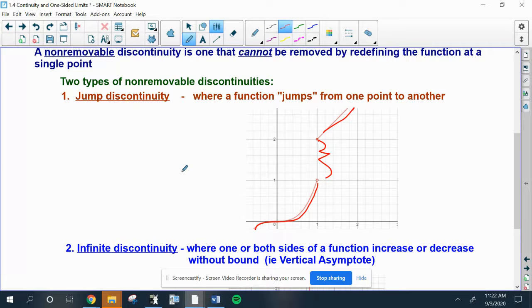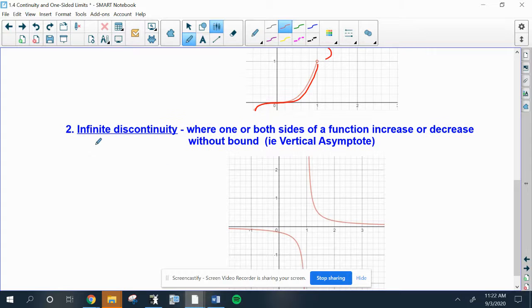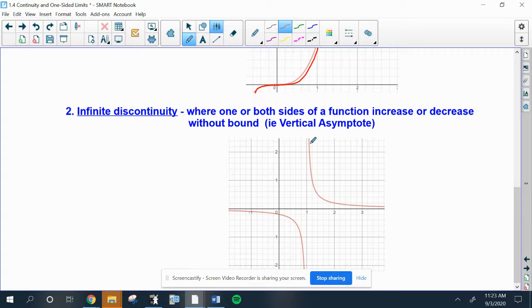The other type of discontinuity is infinite. Now that's also non-removable. Can't remove that. And an infinite discontinuity basically is where a function would increase or decrease without bound, otherwise known as a vertical asymptote. So you definitely can't remove this discontinuity at 1 by redefining that point. You can't really connect those. So since you can't, it's non-removable. More specifically, the type of non-removable it is, is infinite.